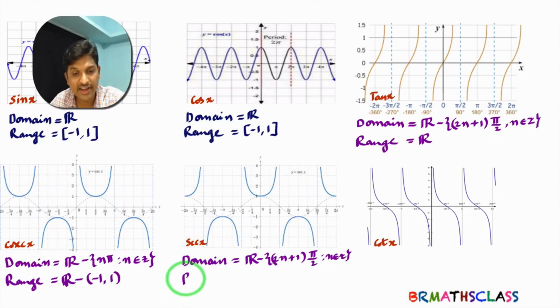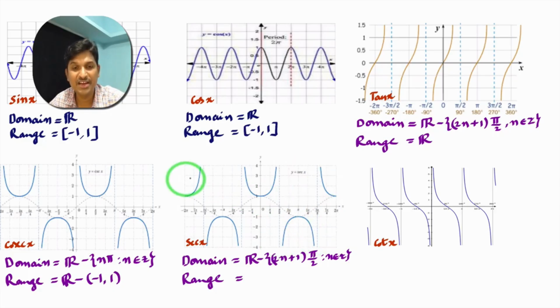Now we will go to the range. Range of secant x. You see the blue color graph is there now, that is the graph of secant x. In between -1 and +1, there is no graph of secant x. So what is its range? Its range is all real numbers except the open interval (-1, 1).